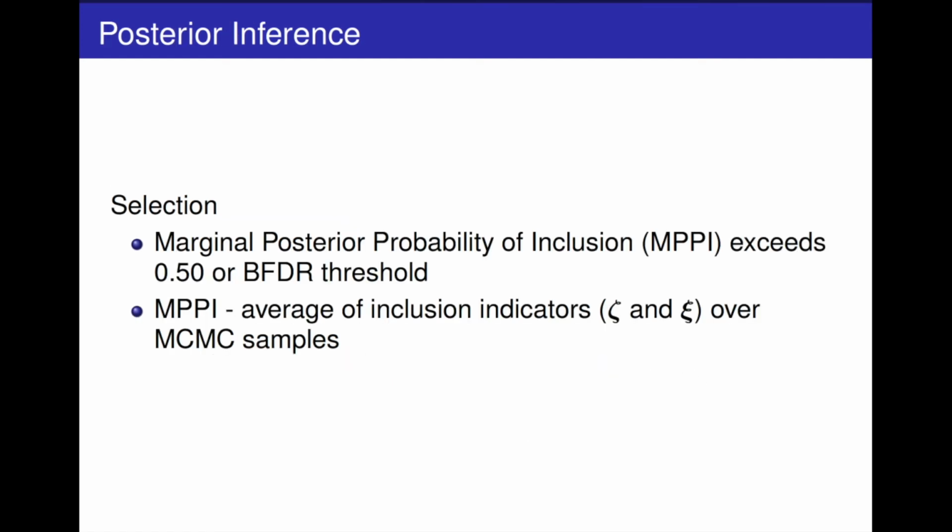Once our MCMC chains have converged, selection is determined using a marginal posterior probability of inclusion, which is equal to the average of the inclusion indicators over all MCMC samples. If the MPPI exceeds a pre-specified threshold, then the corresponding covariate is determined to be selected.